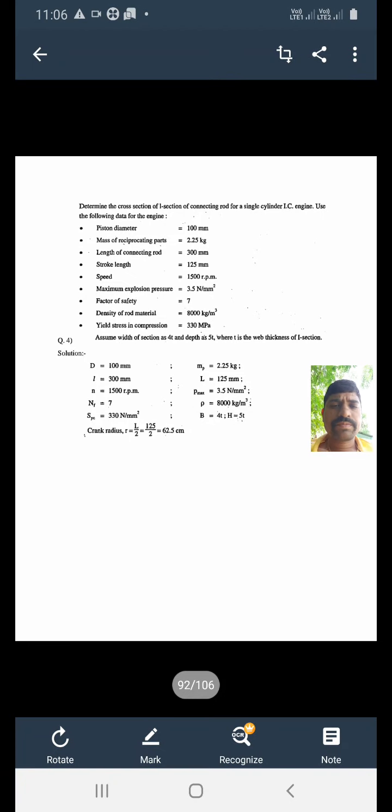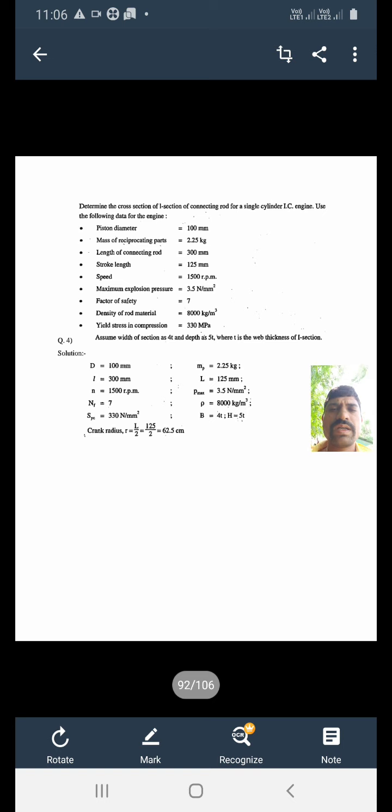Good morning, guys. In yesterday's lecture we saw the design of IC engine component numerical on the basis of the design of piston. Today we'll cover the remaining part, design of connecting rod. This is the last lecture of the IC engine component.